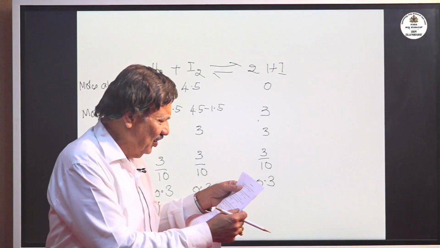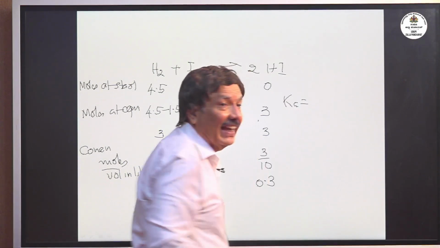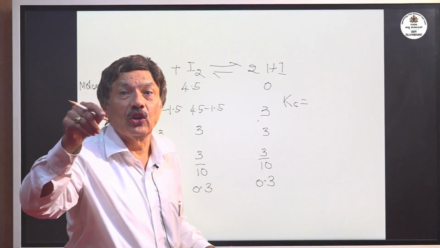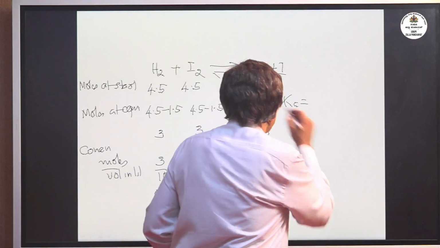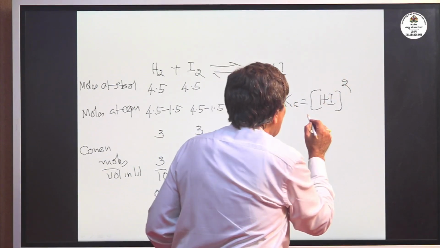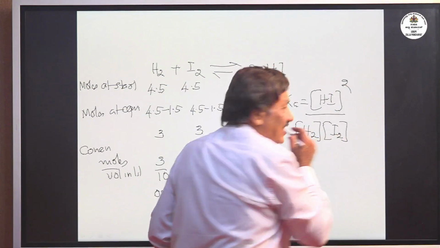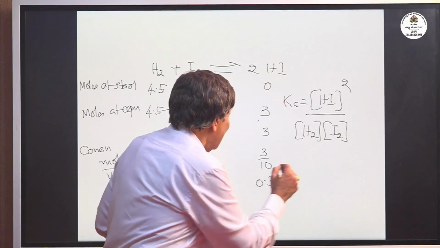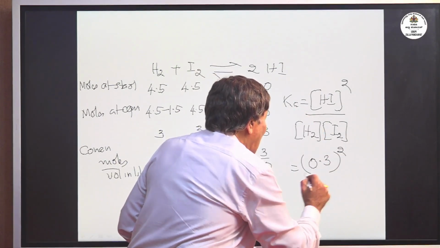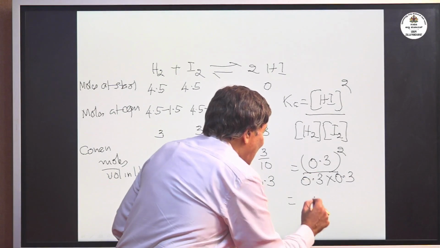Now, what have you been asked here? You have been asked to find out the equilibrium constant. I shall write Kc here. While writing the equilibrium constant, the product side should come in the numerator and the stoichiometric coefficients should appear as power. So here what I write is molar concentration of HI to the power 2, divided by molar concentration of H2 into molar concentration of I2. This is the expression, right? Now we will substitute this. So this is HI 0.3 squared, divided by 0.3 times 0.3. So obviously it is 1.